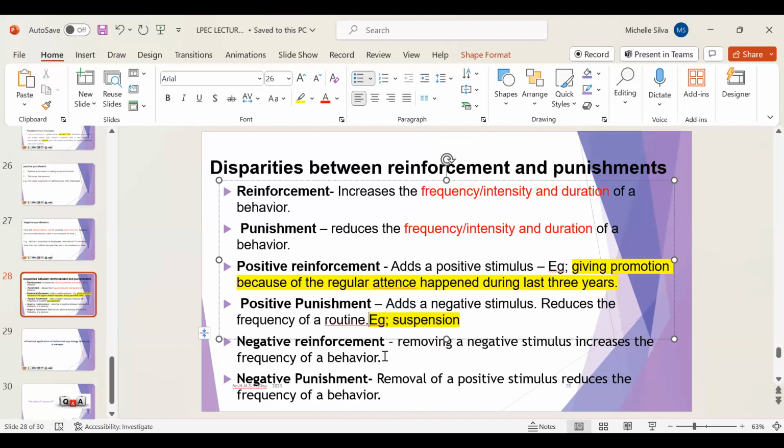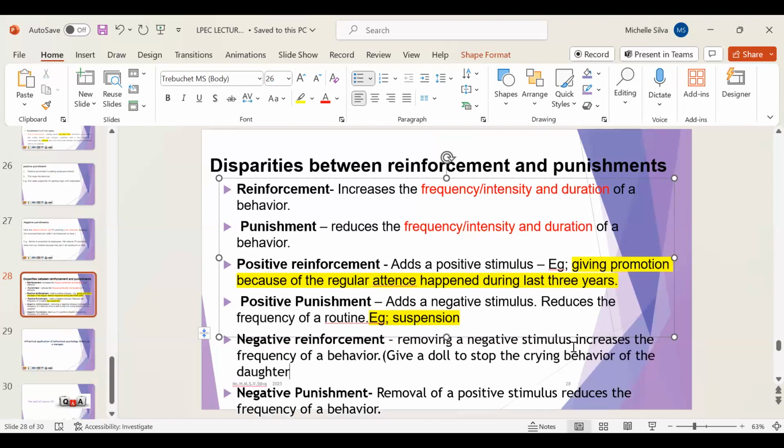But negative reinforcement always tries to encourage a person's behavior. Even though it's negative reinforcement, removing a negative stimulus increases the frequency of the behavior. For example, giving a doll to stop the crying behavior of the daughter. It is not good, because even though it temporarily stops the crying by removing the negative stimulus, the next day it's like encouraging the behavior.